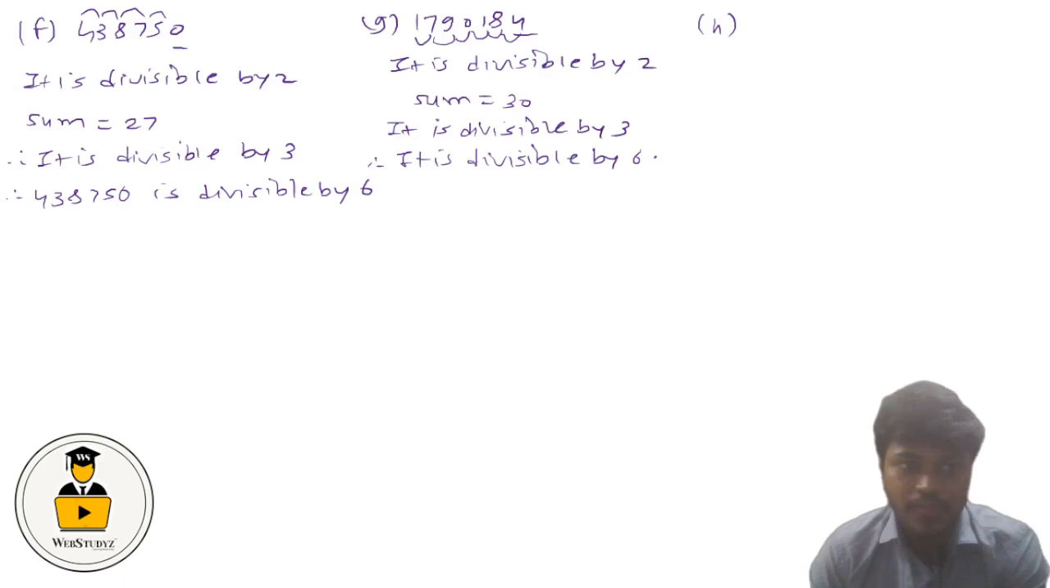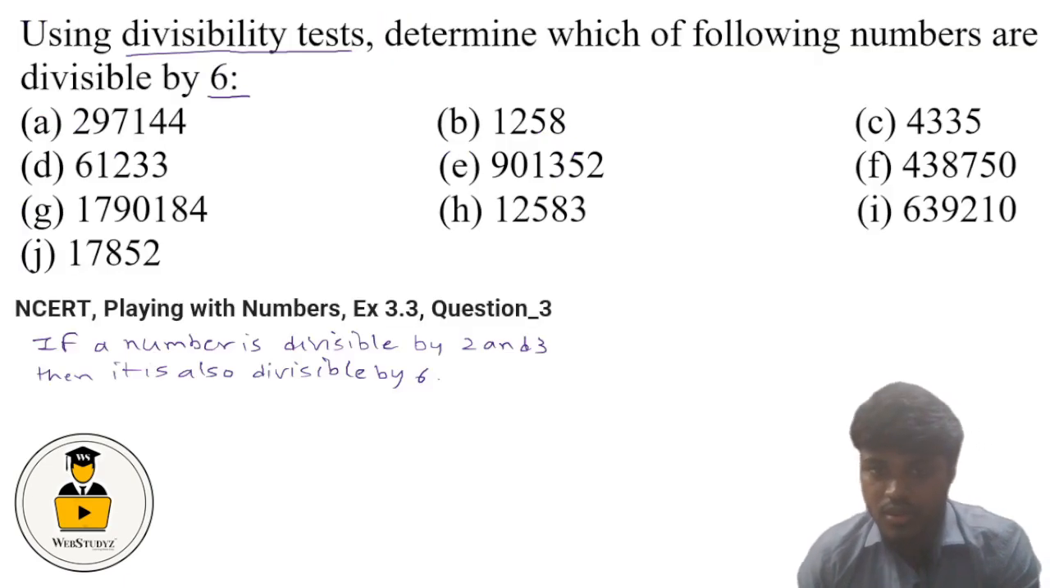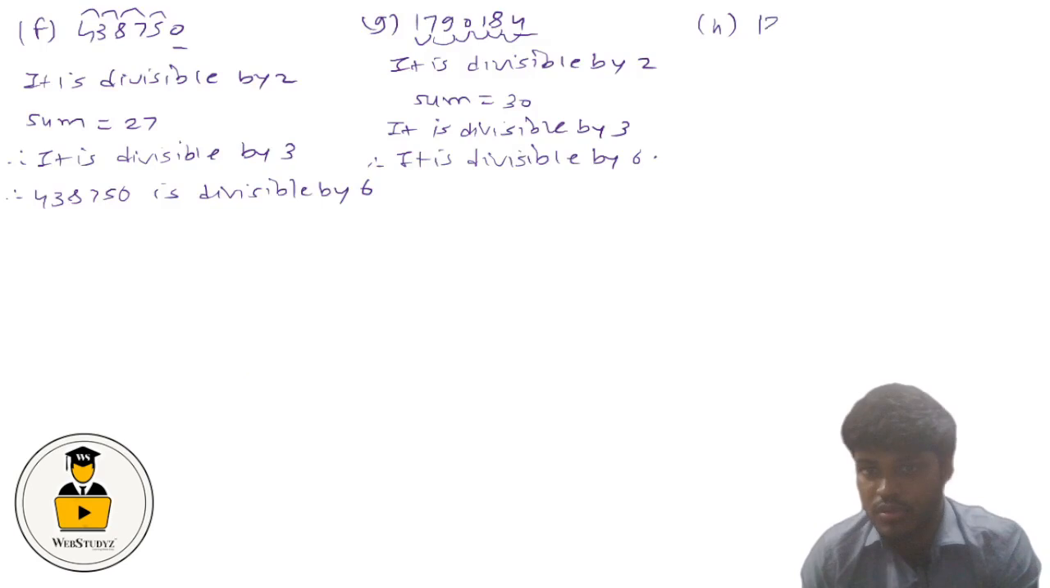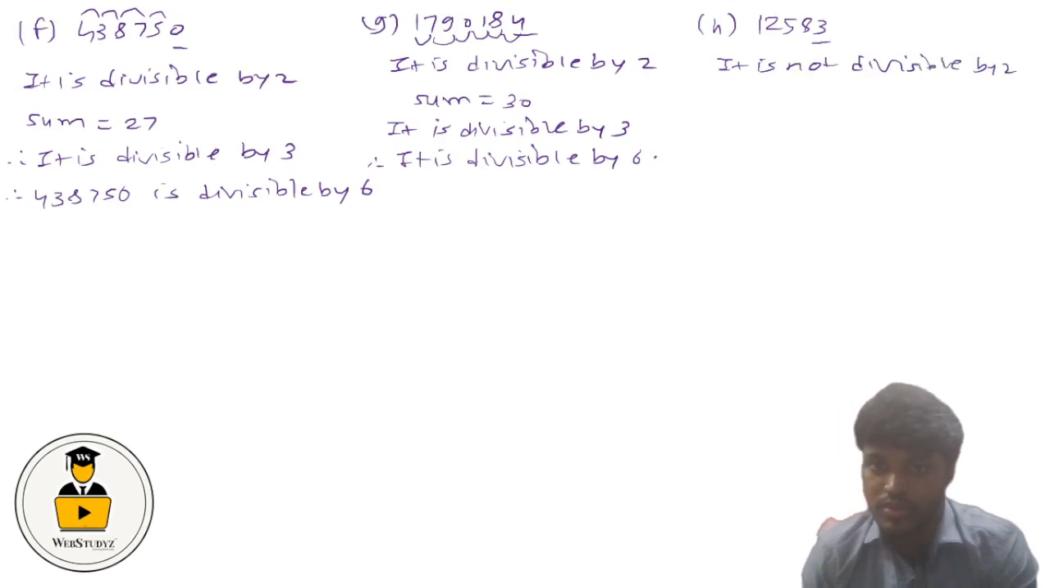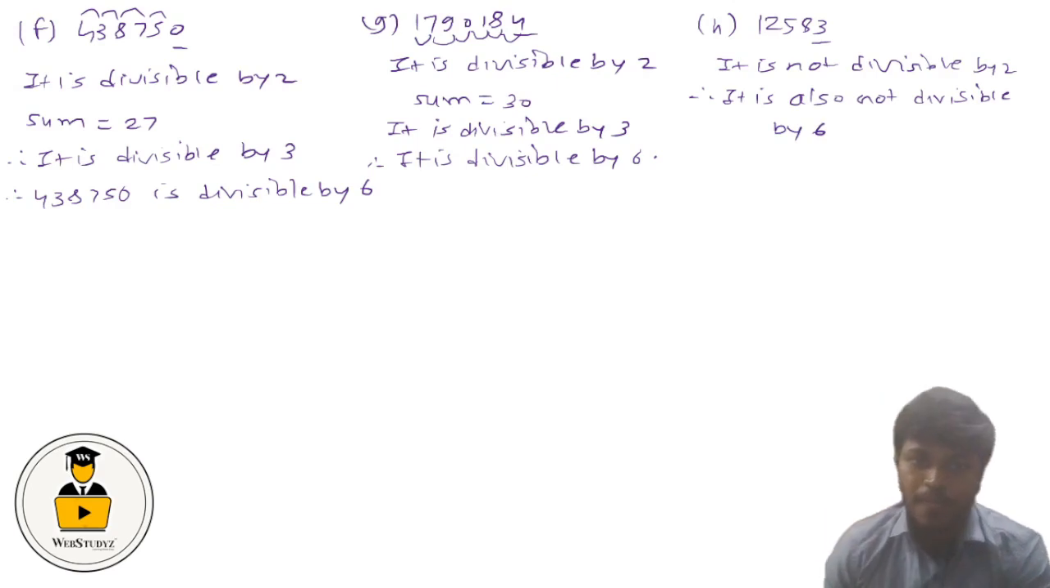Now next is 12,583. Since the last digit is 3, we can say that it is not divisible by 2. And since it is not divisible by 2, we can say that it is also not divisible by 6.